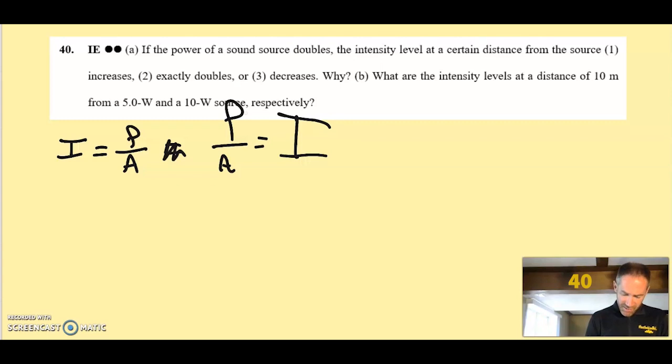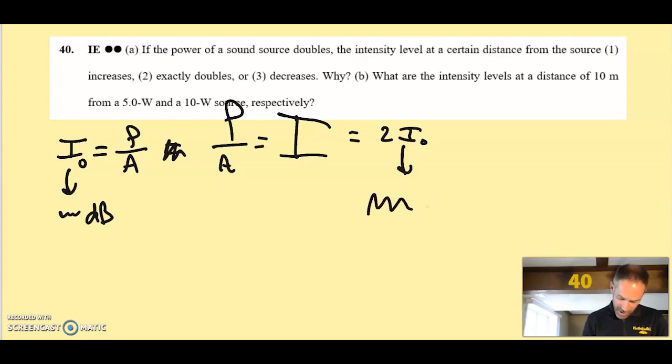In fact, you can see if this P is twice as big as that one, then this I is going to be twice as big as what I started with. I'm just calling it I naught here. And so if the intensity is bigger, then that means the intensity level associated with it is bigger too. They're not linearly proportional, but they are proportional in that if I have a smaller I, then I'm going to have a smaller amount of decibels, and if I have a bigger I, I'm going to have a bigger amount of decibels. Now, the second part of this is actually pretty neat and maybe a little bit counterintuitive.